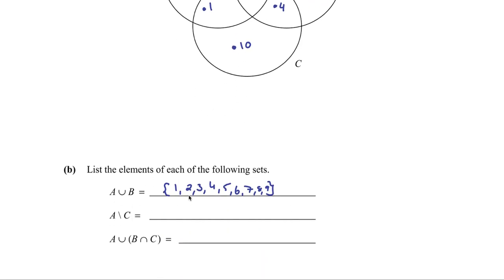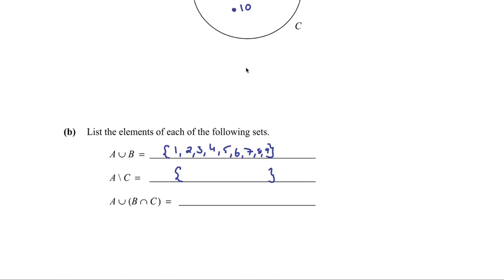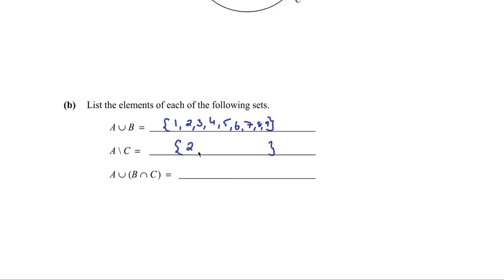What about A take out C then? So you need to think about, let's look at everything in the set A. Imagine I came along with a rubber and I rubbed out everything that's also in C. Well, that takes out 1 and 5. So we're then left with 6, 7, 2, 3. And they don't have to be in order, but I'm just going to list them in order.